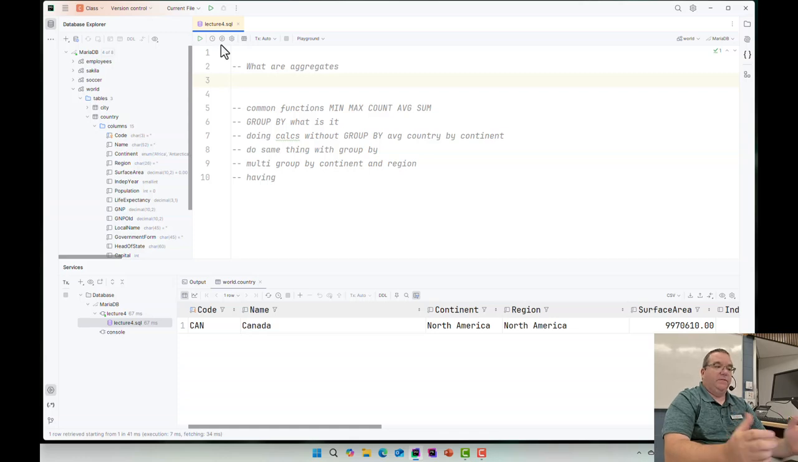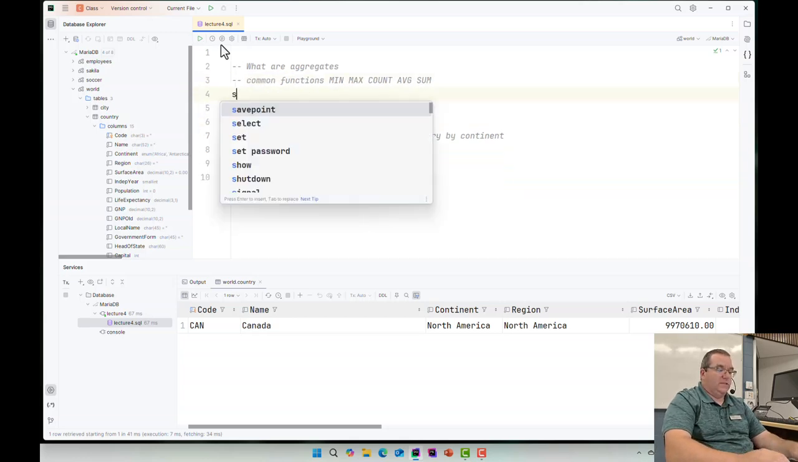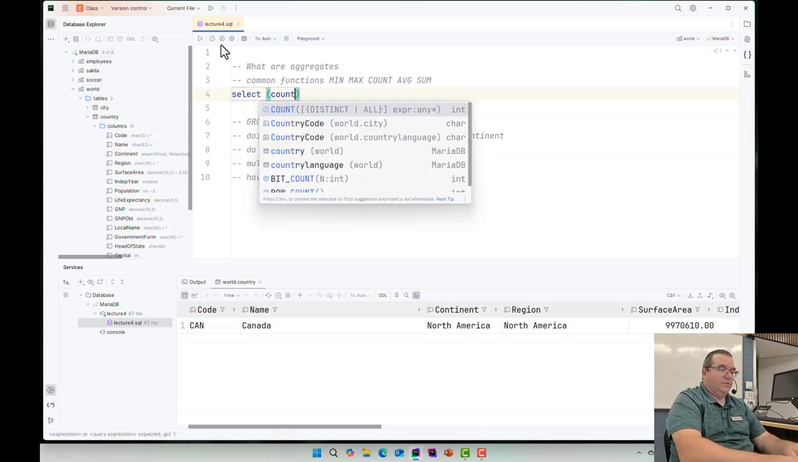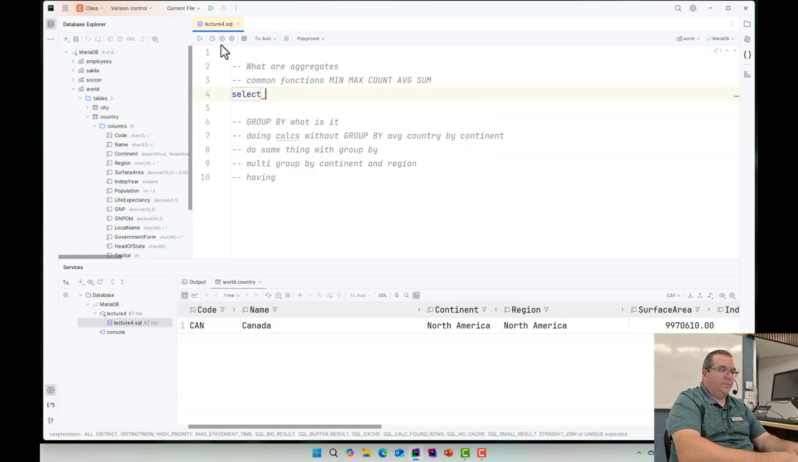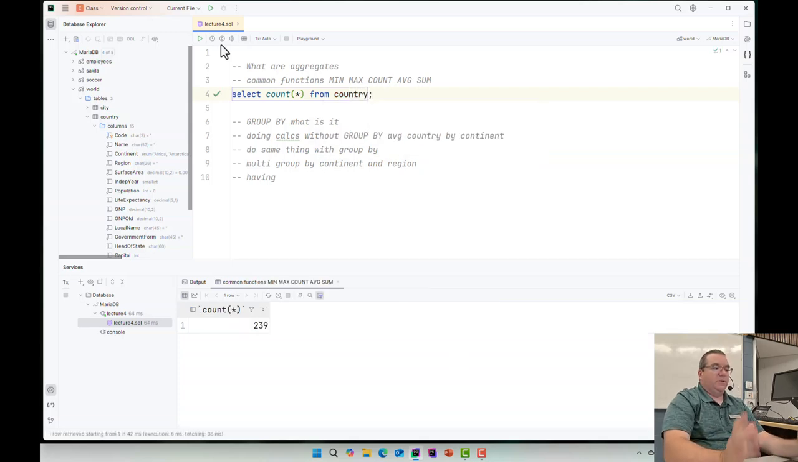And I'm going to demonstrate a few of these right off the bat. So let's say I go select count star from country. Okay, here's our first aggregate. There's 239 countries. It's a handy way to summarize your data.